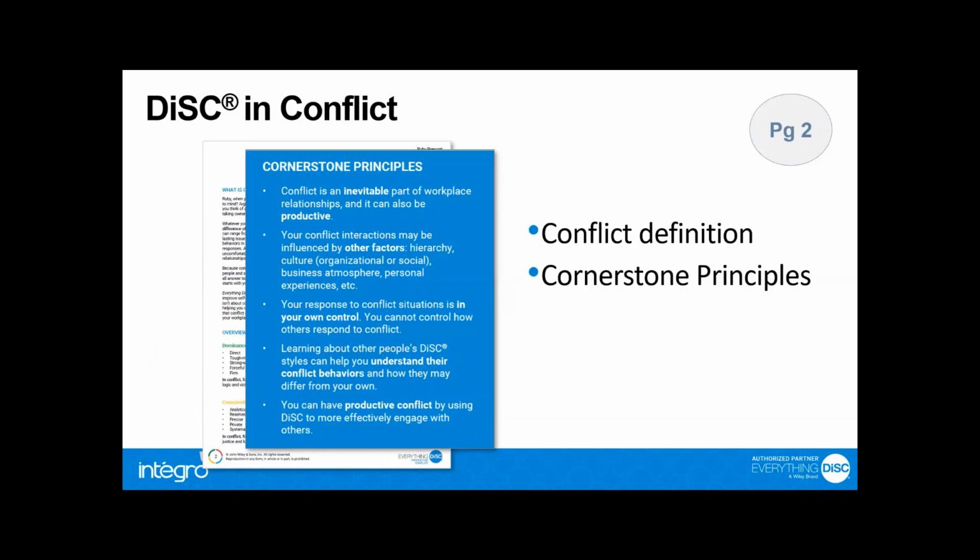Okay, like every other profile, we have cornerstone principles. It's an inevitable part of the workplace. Your conflict interactions may be influenced by other factors. It's not just about DISC. It could be hierarchy. It could be your culture, either social culture or organisational culture. It could be the business atmosphere. It could be your own personal experiences of how you've handled conflict in the past.